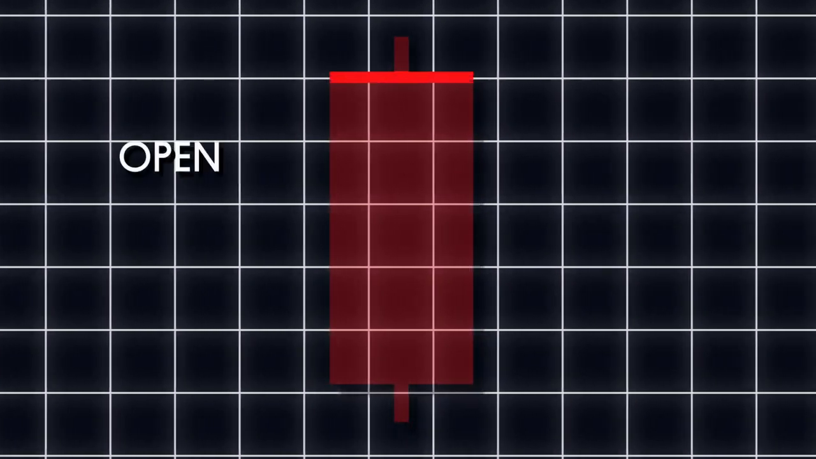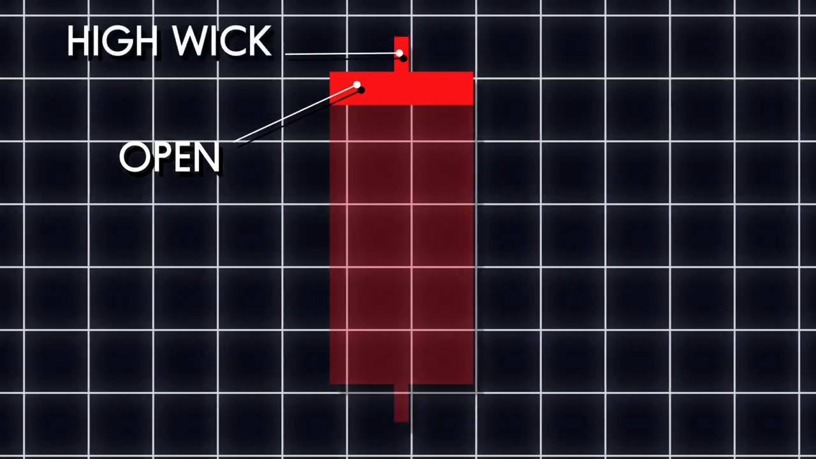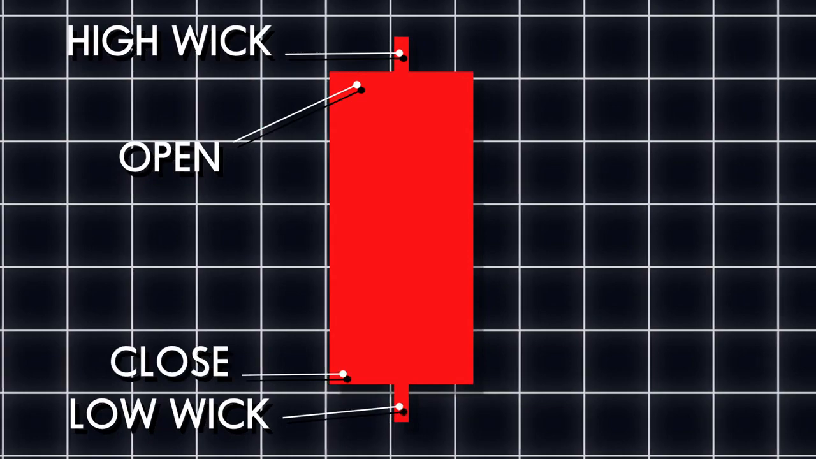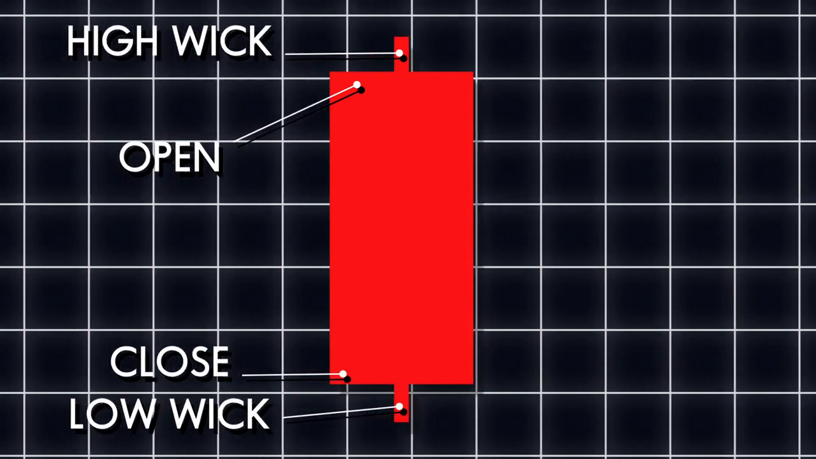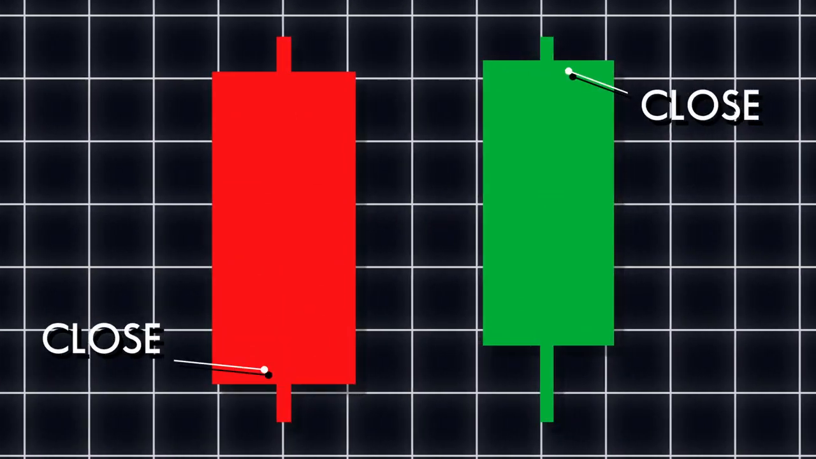It starts with an open and then will most times move higher to form a high wick, lower back down to form a low wick, and then close out once the timer for this candle has ended. For both candles, wherever the price was last, that is where the price will form.